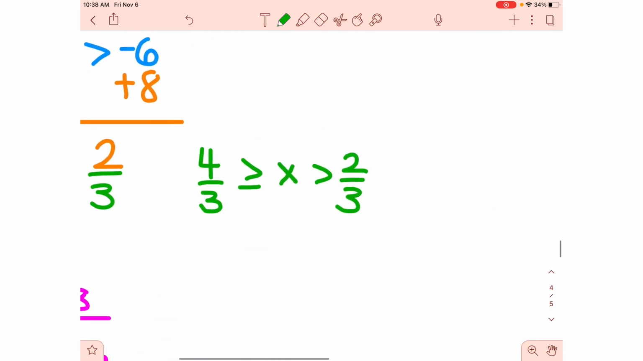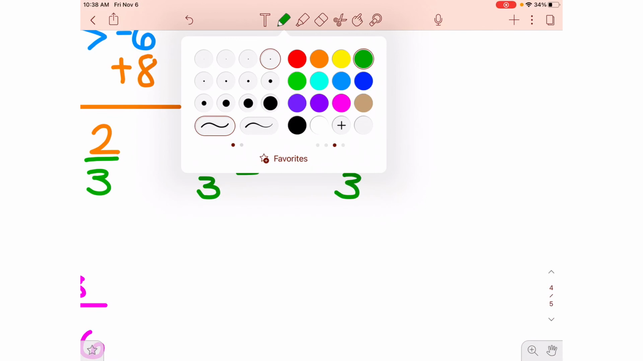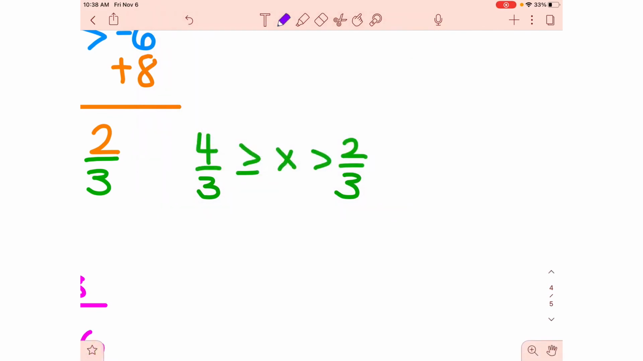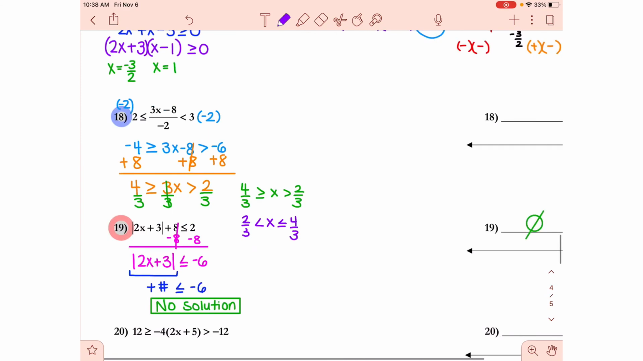I personally like to rearrange this. I like the smaller number to be on the left. It just makes more sense to me. So that's 2/3. Now x is greater than 2/3. So when I rewrite it, x still has to be greater than 2/3. And x is less than 4/3, so x still has to be less than or equal to 4/3. So I flip it around, but if you don't, it's fine as long as you graph it right.